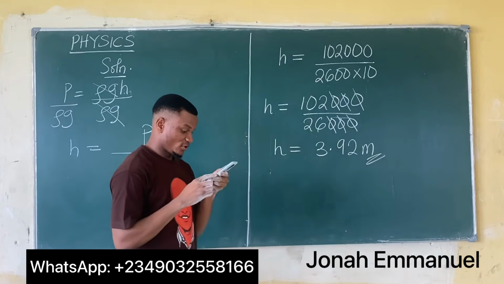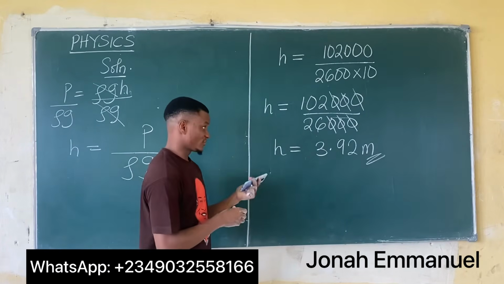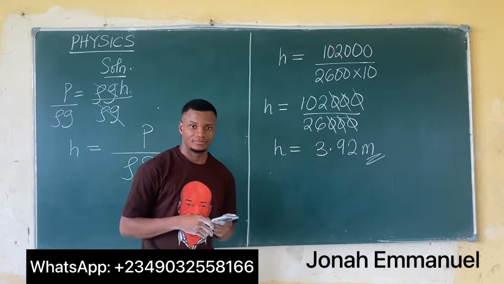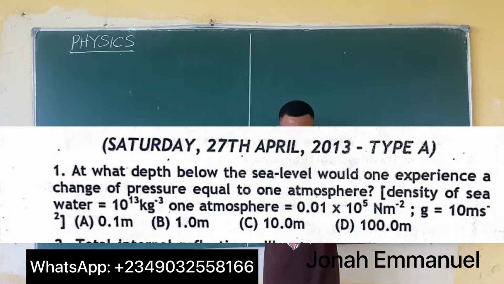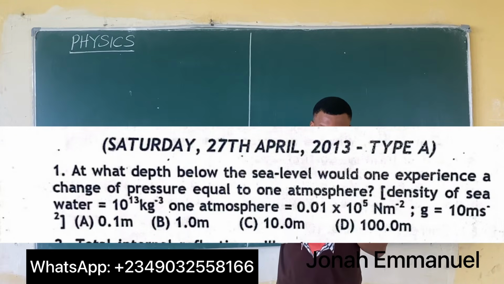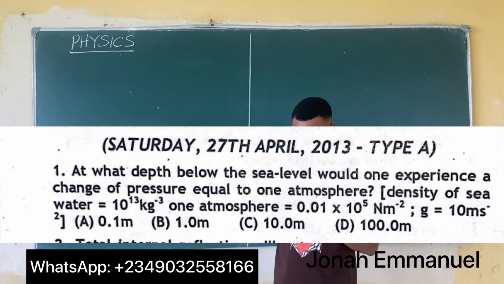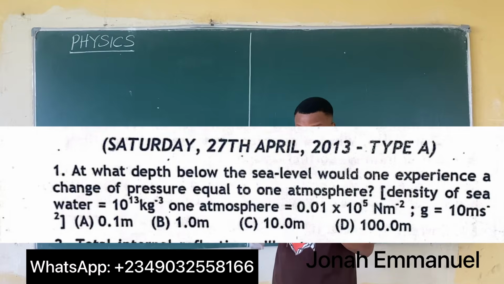That is option C, 3.92 meters. So this is how you solve this question. Alright, so let's take this other example. It says, at what depth below sea level would one experience a change of pressure equal to 1 atmosphere? Given the density of the seawater and all of those things, let's get this done.